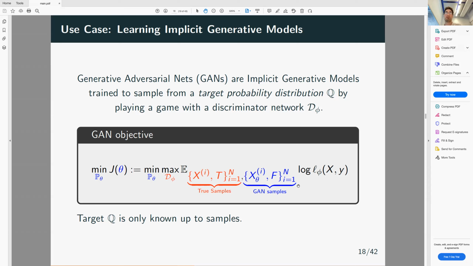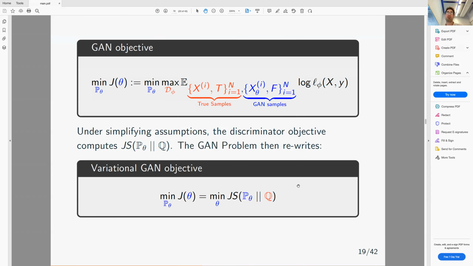As you iterate over time, you have this kind of min-max problem, and the generator is going to get better and better. It turns out that the intuition behind why the generator gets better is that, under simplifying assumptions, you can rewrite the inner maximum problem, the discriminator's problem, as a problem that computes the Jensen-Shannon divergence between the GAN and the true samples. That's one of the key insights in the original GAN paper that framed GANs as divergence minimizers, as opposed to normalizing flows that rely on the KL divergence to fit.